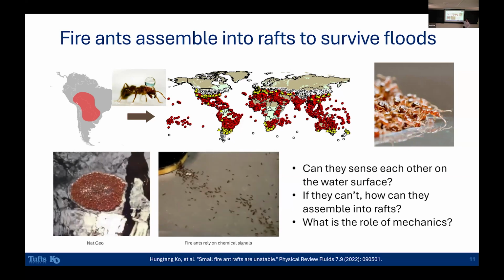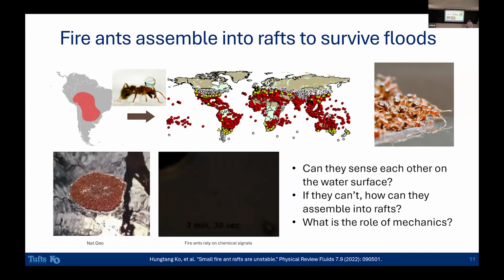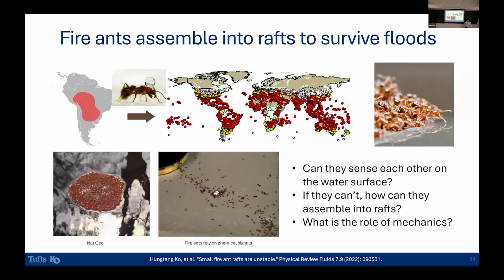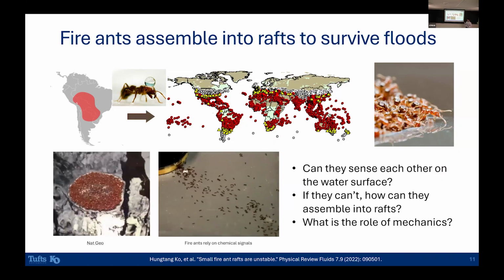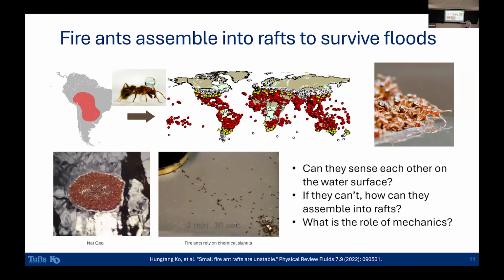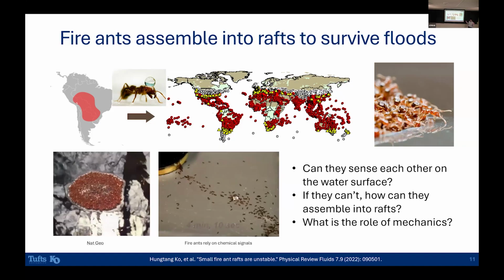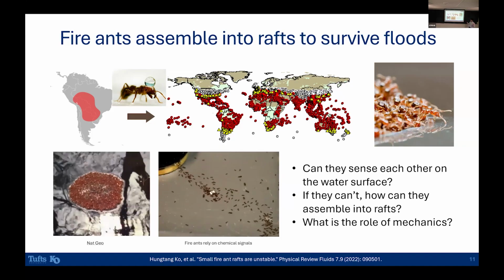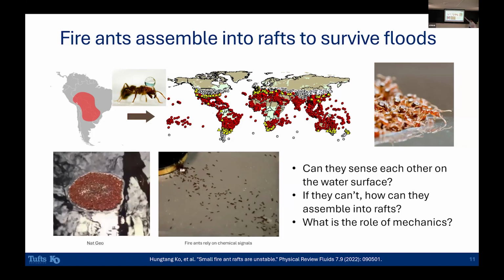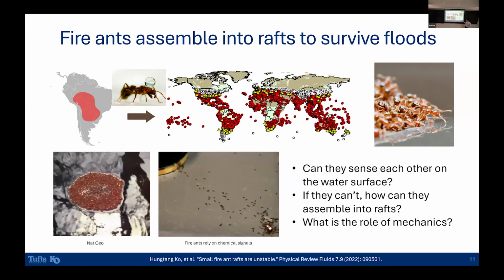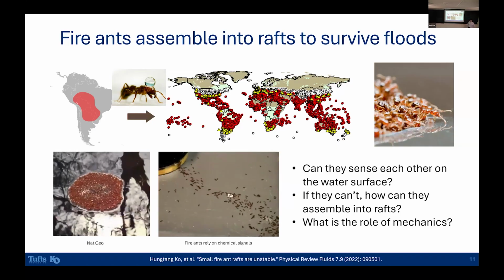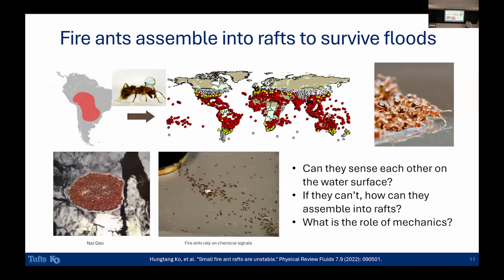We know that they rely a lot on pheromone. Professor Gordon already talked about how we don't know much about what pheromones are there. There's oil-based and water-based. We don't know how these pheromones actually transport on the water surface, so we don't know how effective they are. We don't know if they know each other's presence at all on the water surface. If they don't, how can they assemble without the knowledge of each other? What is the role of mechanics in that process?